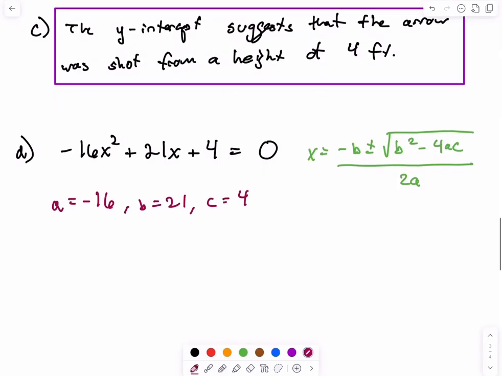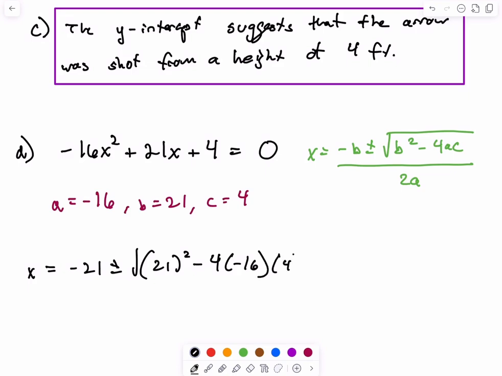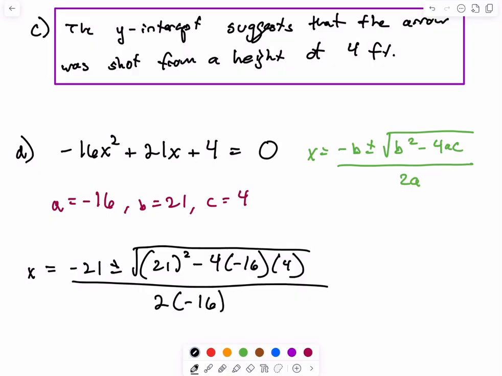All right, so if we're going to plug these in, negative b, so -21 plus or minus the square root of b squared, minus 4, our a is this, and our c is this, all over 2a.